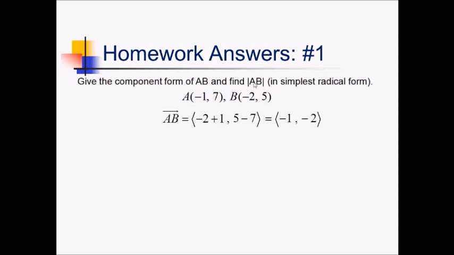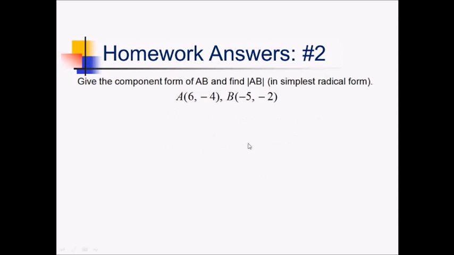Next, for the magnitude, we just have to use Pythagorean theorem on this to find the length of it. So that's going to be the square root of -1 squared plus -2 squared. So we've got essentially 1 plus 4, or 5, inside the radical, and we can't simplify that anymore.